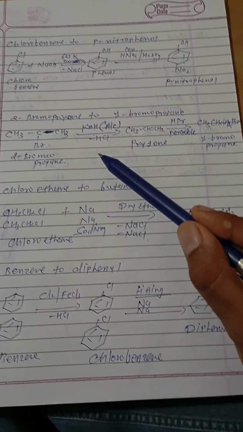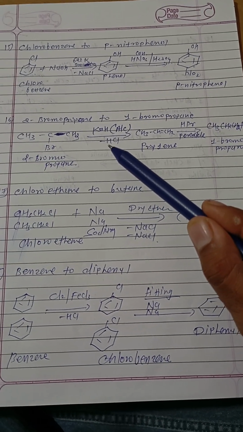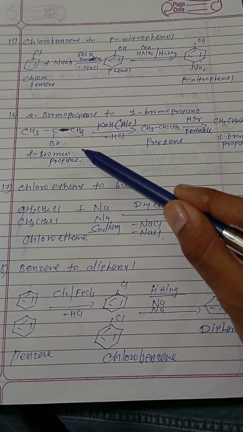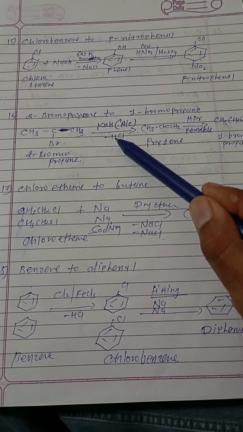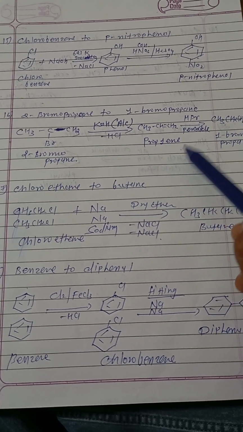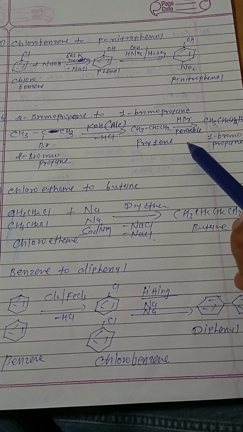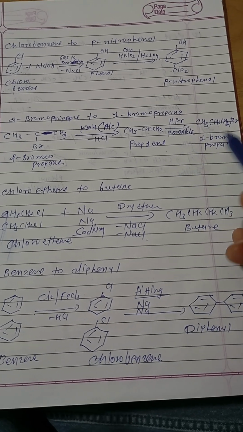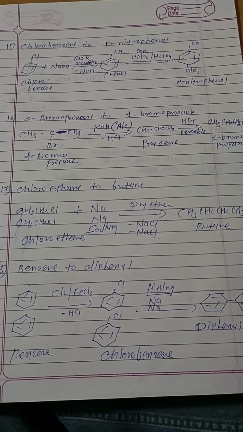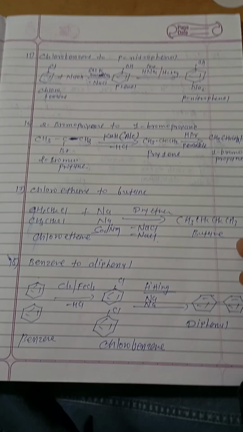16th one is like this, 2-bromopropane to 1-bromopropane. So we have 2-bromopropane, react with the KOH, will form propene. Further it reacts with the HBr, the peroxide catalyst. According to anti-Markovnikov rule, 1-bromopropane we get.